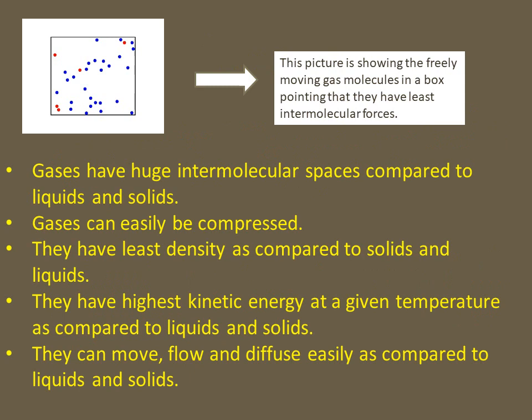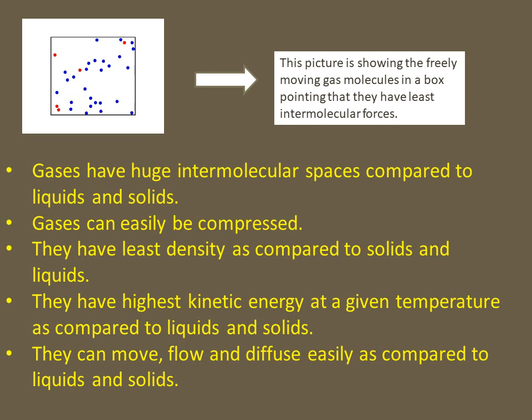Gases have huge intermolecular spaces compared to liquids and solids. Gases can easily be compressed. Why? Because they have huge intermolecular spaces. Whenever you try to compress them, the space between them decreases and they can easily be compressed. They have least density as compared to solids and liquids. The same reason is there. They have high intermolecular spaces, so that's why there is lower mass per unit volume.